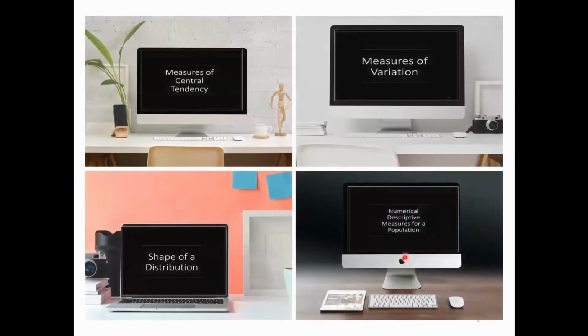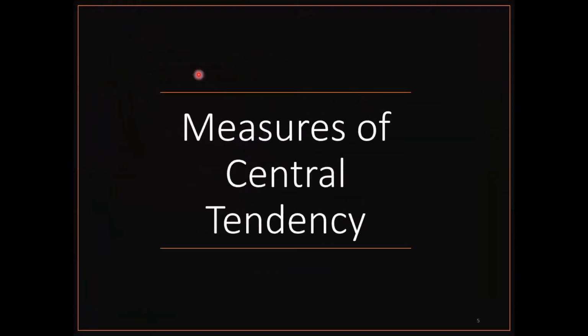Right. So in today's lesson, I have made it into 4 sections. We will be talking about measures of central tendency. That's our first section. Measures of variation. That is our second section. Shape of distribution. And finally, numerical descriptive measures for population. So first, let's have a look at measures of central tendency.